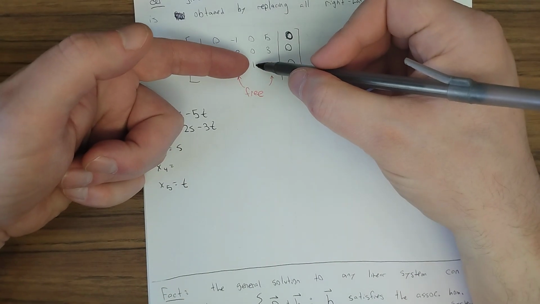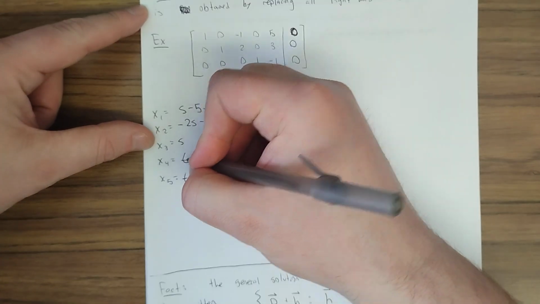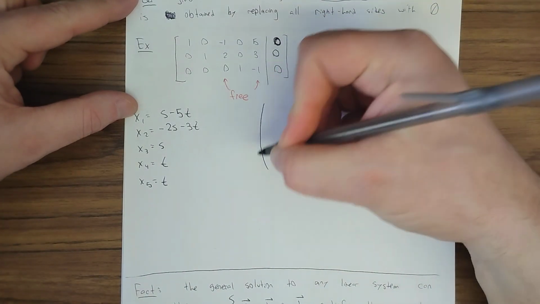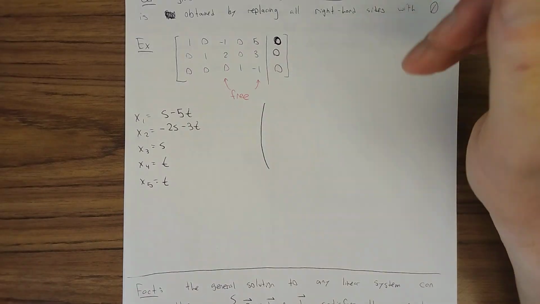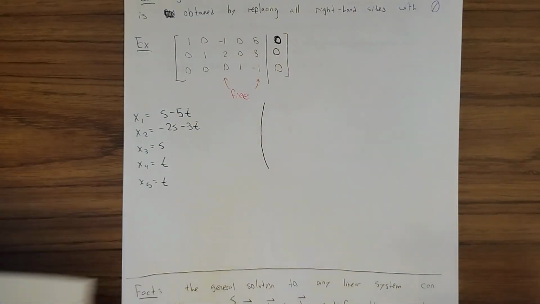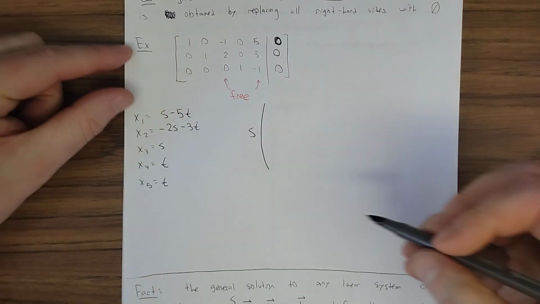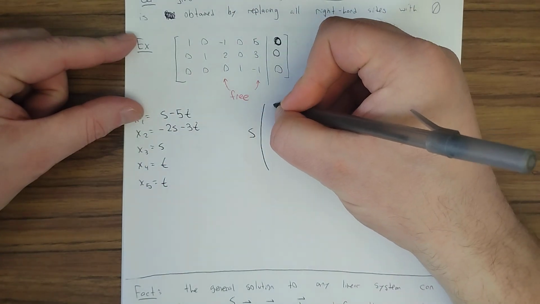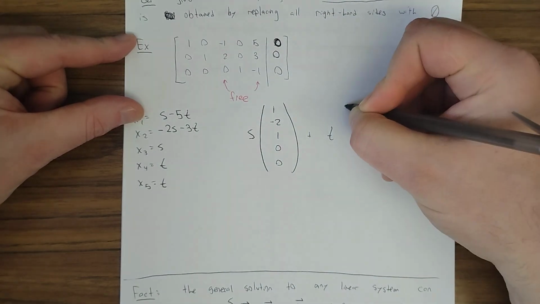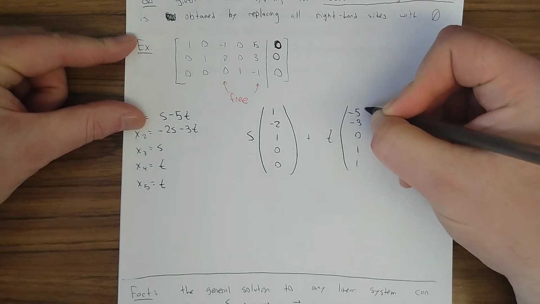And then finally, here's X4. This is a minus T, but I'm going to move it over, so X4 is just T. And then I can jump to an answer similar to this. Let me do it quickly. My S part, I'm just going to take all the coefficients of S. That's 1, -2, 1, 0, 0. My T part, -5, -3, 0, 1, 1.